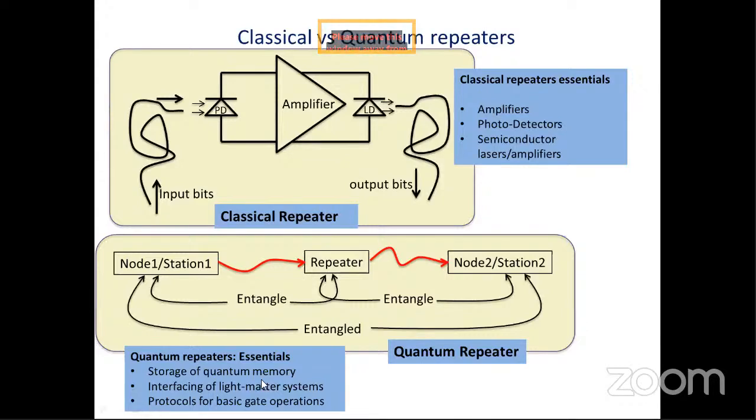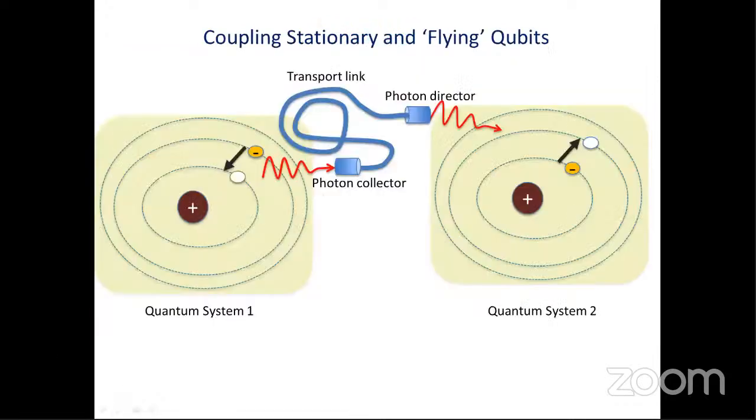Now, the essential things for quantum repeaters are, first, a medium to store quantum information. As I said, these are typically atoms, ions, or vapor cells. And you need interfacing systems for light. Typically, light is what you use as a channel to transport quantum information from the nodes to the repeaters. So you need interfacing systems between the atoms, or the quantum memory, and photons. And then you need basic protocols for gate operations.